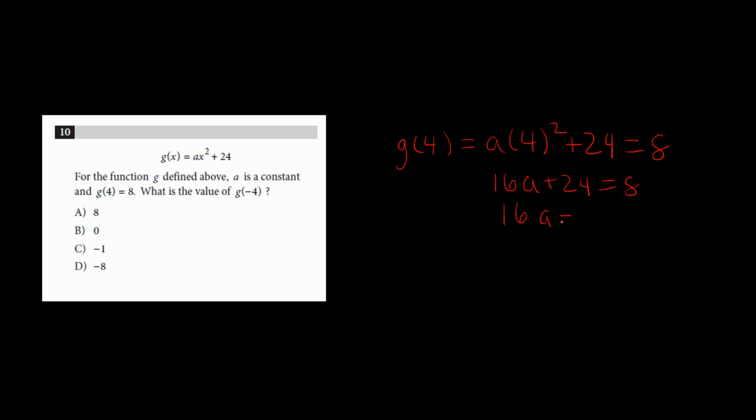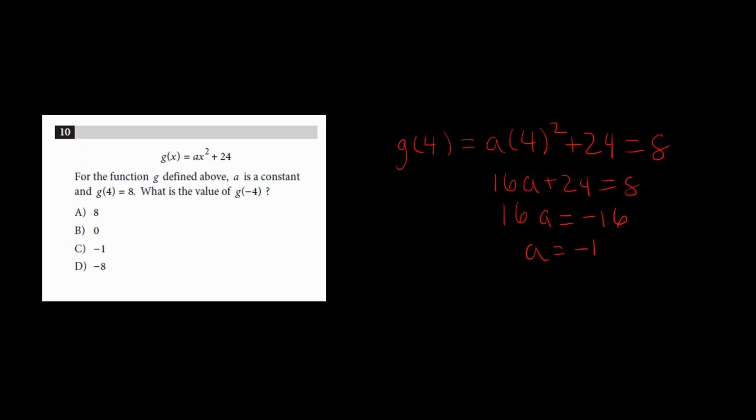Now let's revisit the problem. To solve this, we will need to break it down into two steps. Step 1, we want to find the constant a. Based on the given, we know that if we put in an x value of 4 into our function, we get a value of 8. Now we have a simple algebraic equation to solve. So here we have 16a plus 24 equals 8, or 16a equals negative 16, so a equals negative 1.